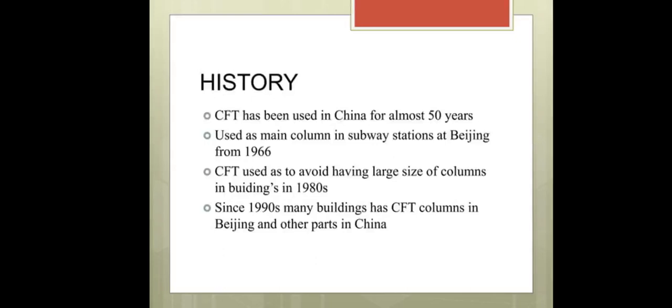CFT has been used for the last 50 years. The main use of CFT has been in China. It was first used in 1966 in the subway of Beijing. CFT has been used widely in China because of its bearing capacity and heavy load bearing capacity ratio.